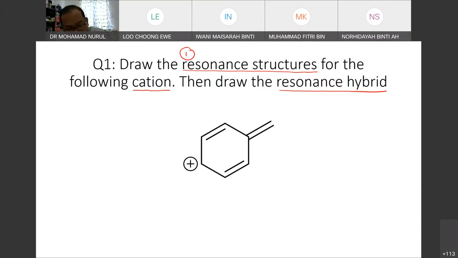So how can you draw the resonance structures? First, what you can move is only pi bonds and charge. You also have to understand how to calculate the formal charge. I guess this one has around five resonance structures. First, move this arrow and draw the second structure.